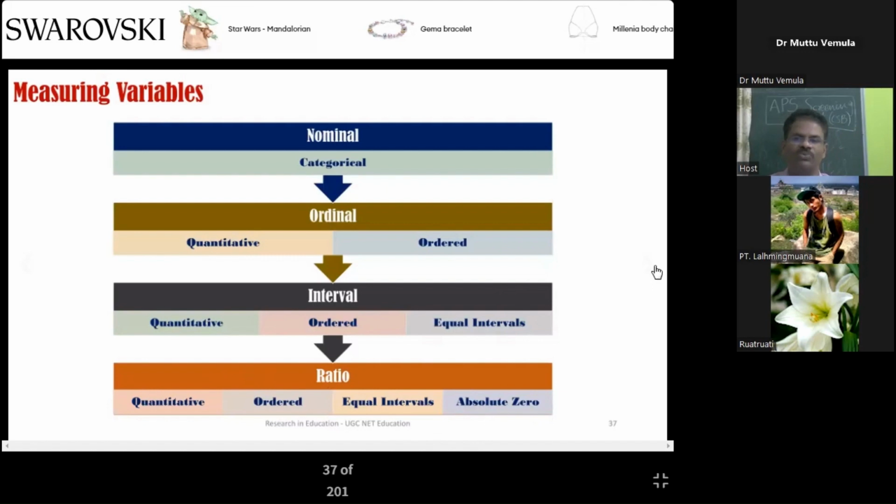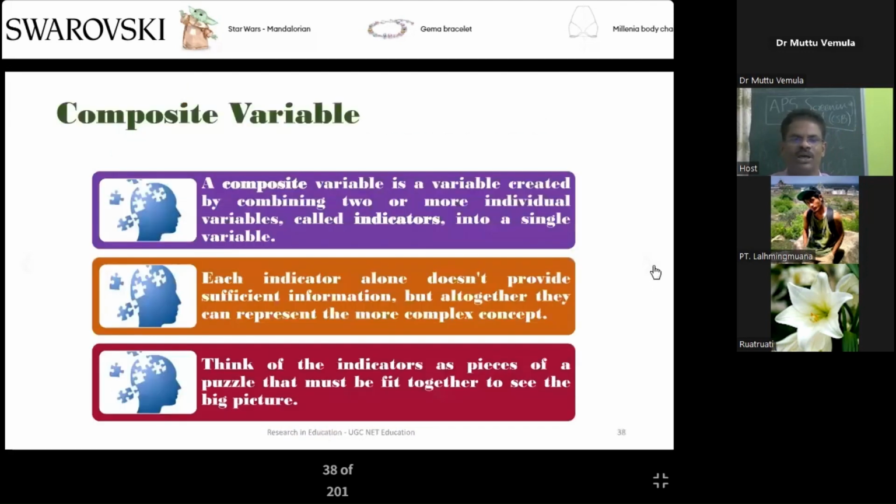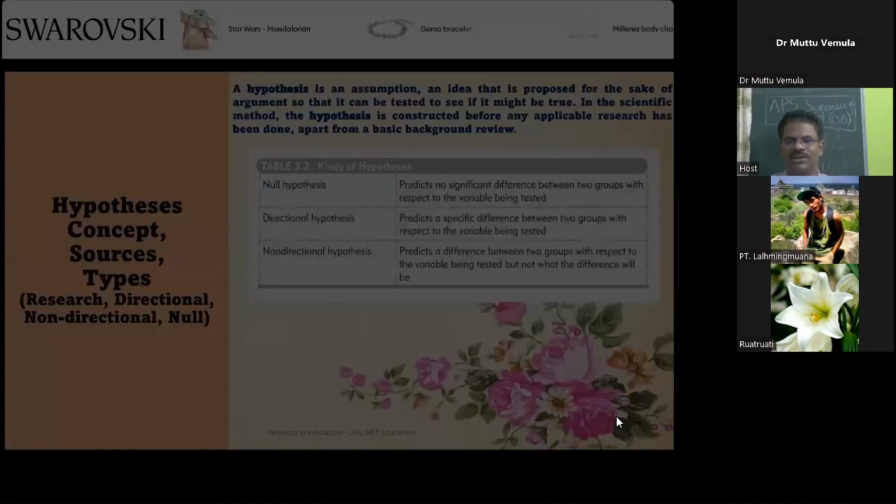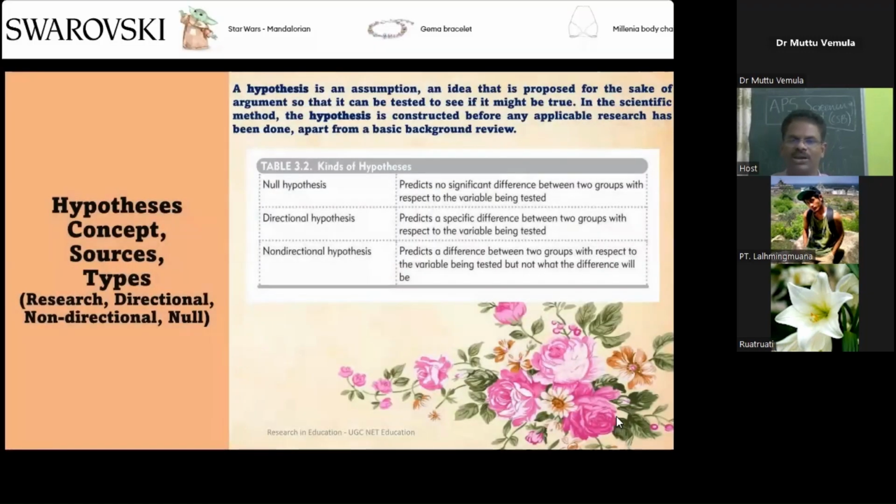These are the four scales when you collect your data. In detail, tomorrow we will see. For now, just a mention is good enough. Then composite variable, when you have a combination of two or more. We have seen independent variable, dependent variable and intervening variable. Two or more of them make a composite variable. The next subtopic as per our syllabus is the hypothesis. For today we will see only hypothesis and we'll pass after this.